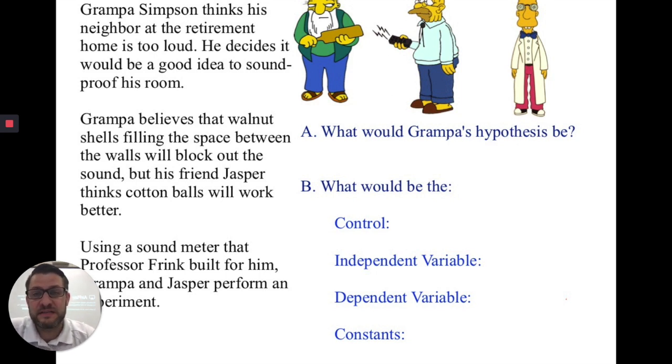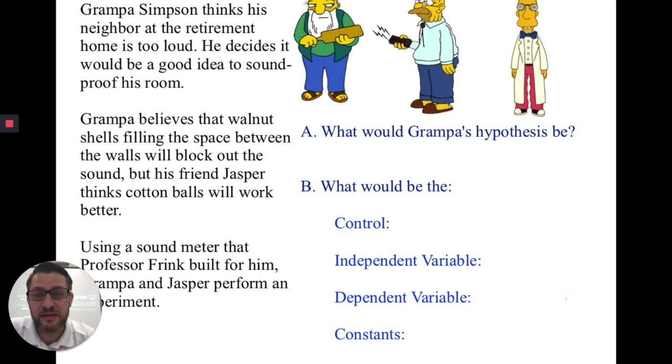Okay, so we have a scenario here: we have a problem, a noisy neighbor, and we have an idea of how we want to solve this problem. So using the scientific method, how would we go about doing this? Step 1 of the scientific method, we have a problem, so we've defined the problem. Step 2, do some research. Maybe Grandpa hasn't done enough research, but he moves forward anyways.